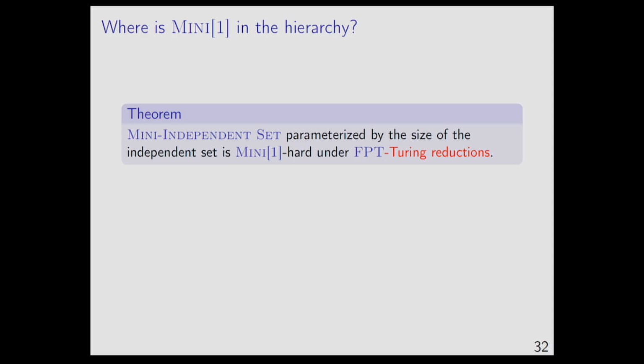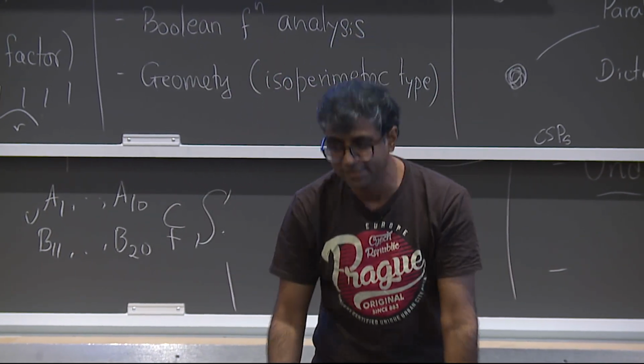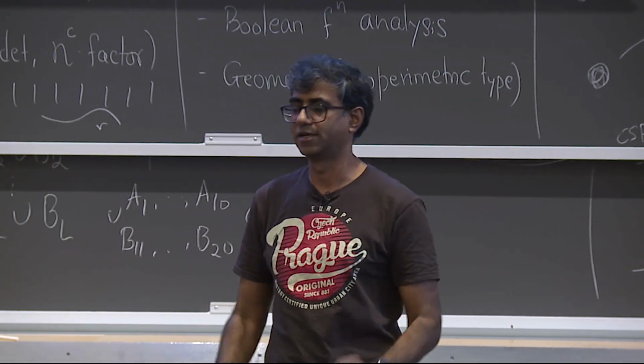No, this is wrong. It should not have been mini, it should be independent set. Independent set parameterized by the size of the independent set is mini 1 hard. It means you can reduce a complete problem in the mini 1 class to independent set, which implies that every other problem reduces to independent set, which implies that FPT is contained inside mini 1, which is contained inside W1. So this is just a digression. Okay? I'm not going to give you this reduction. Mini is not in the slide. It should be independent set parameterized by the size of the independent set is mini 1 hard.